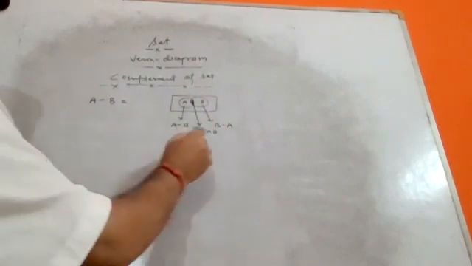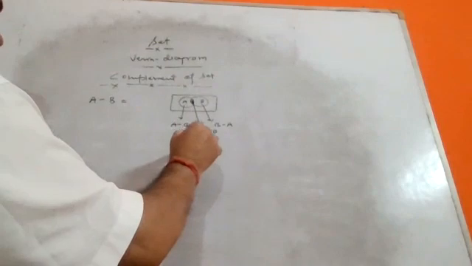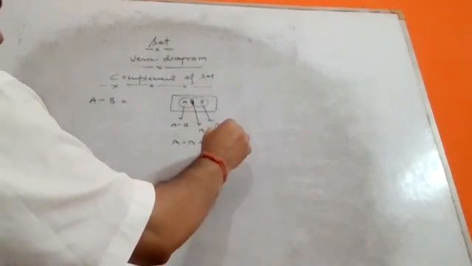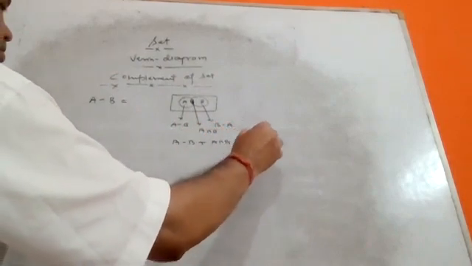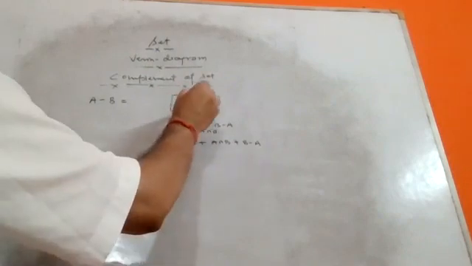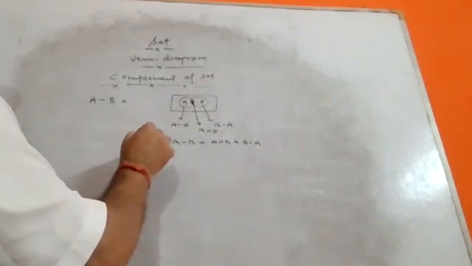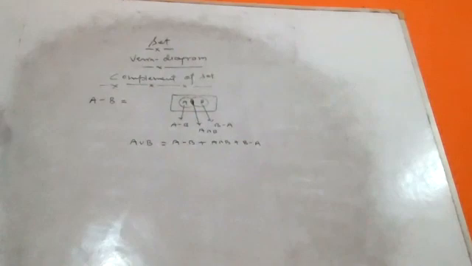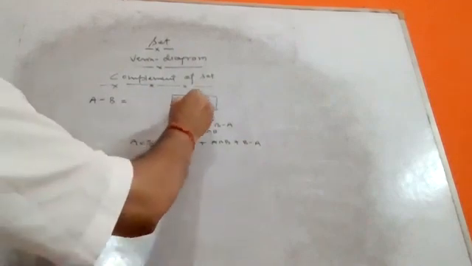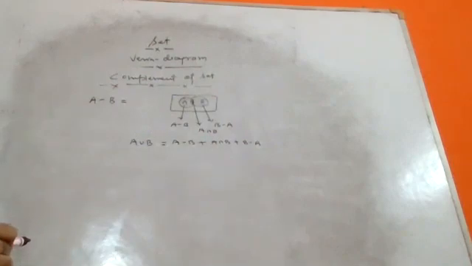Suppose we add all these three: A minus B plus A intersection B plus B minus A. So the result is this plus this plus this. The result is A union B. This is an interesting result. You can say A union B is A minus B plus B minus A plus A intersection B. So these are the explanation of the difference of the set.